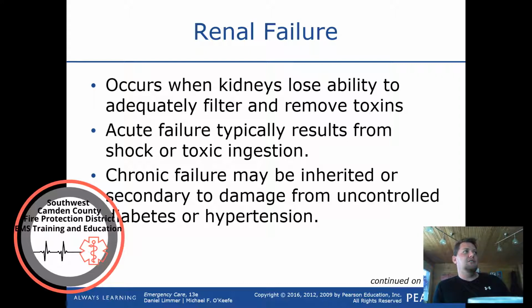Renal failure. This occurs when the kidneys lose the ability to adequately filter and remove toxins. Acute failure typically results from shock or toxic ingestion. Chronic failure may be inherited or secondary to damage from uncontrolled diabetes or hypertension.